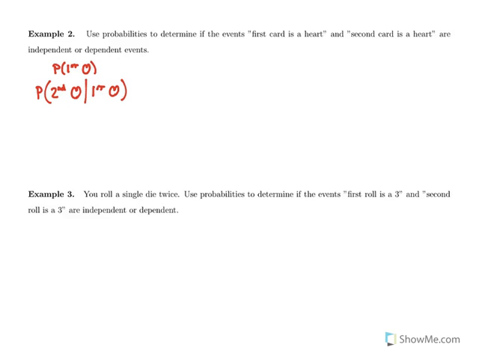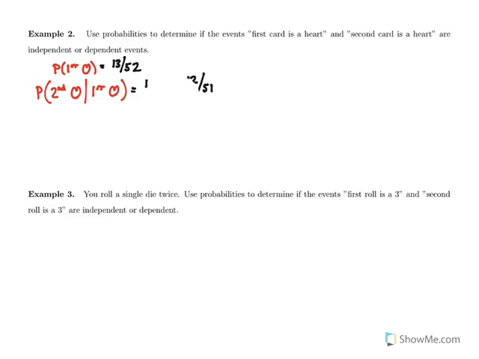So we found that the probability that the first card is a heart is 13 out of 52. And we found the probability that the second card is a heart given the first card is a heart. We took the 13 over 52 and multiplied it by 12 over 51.